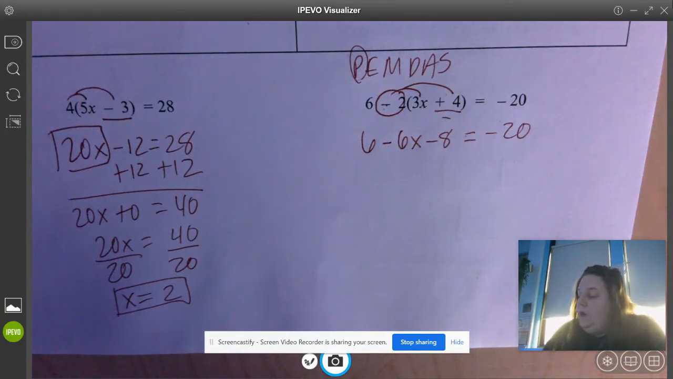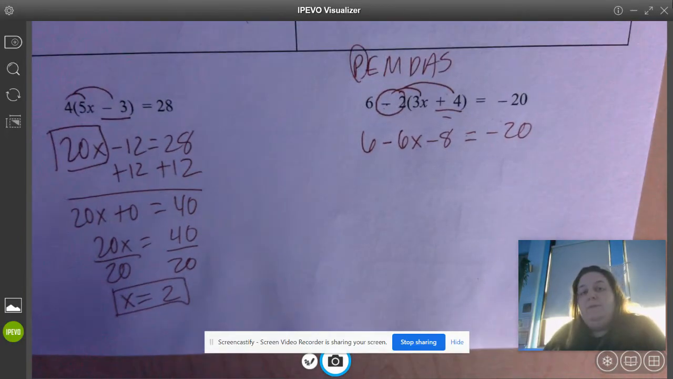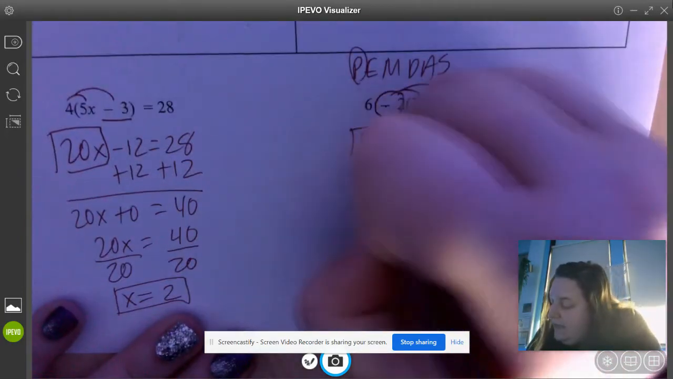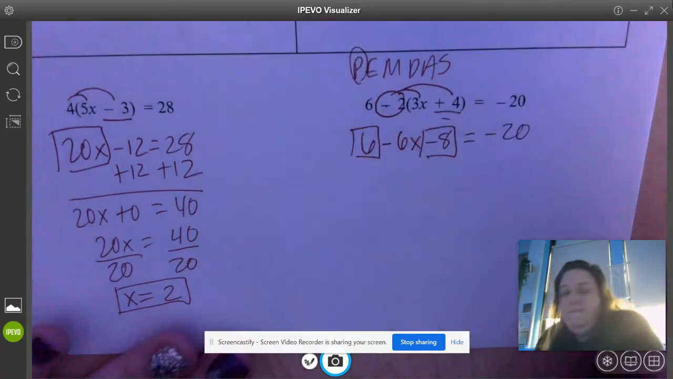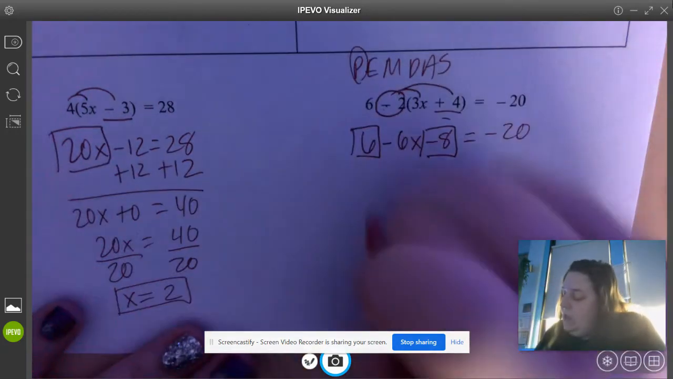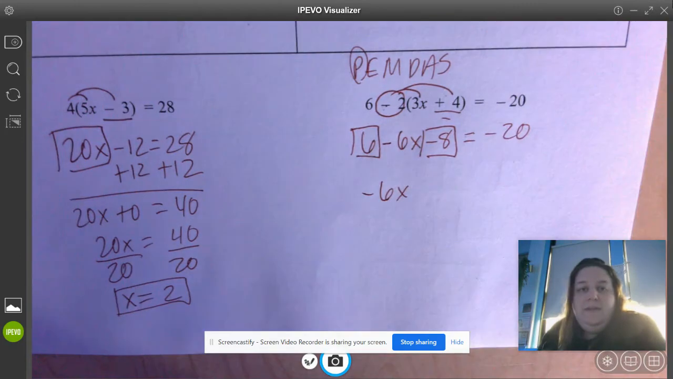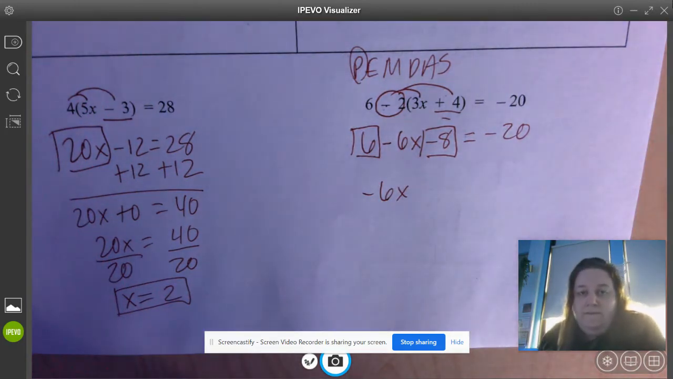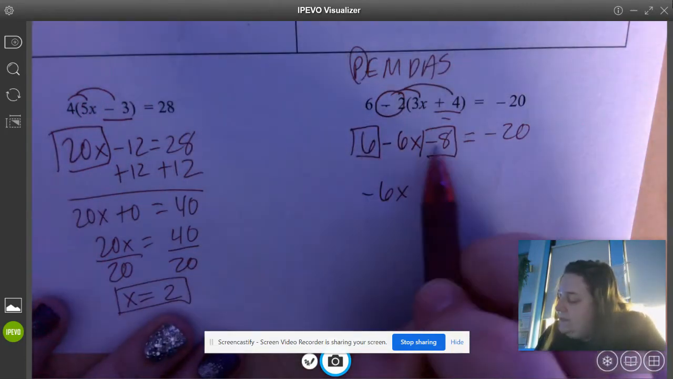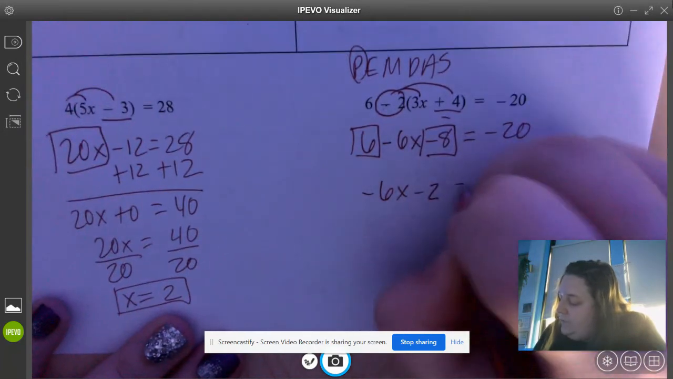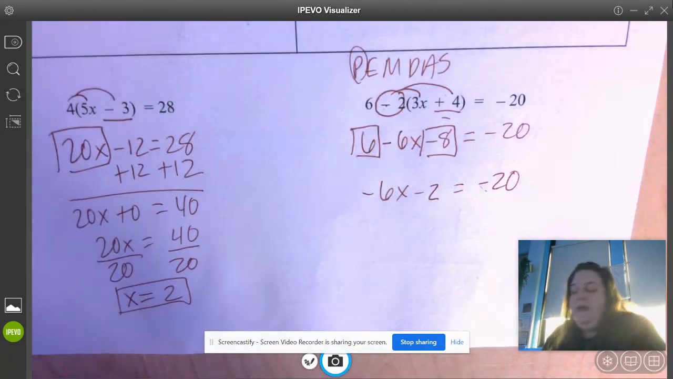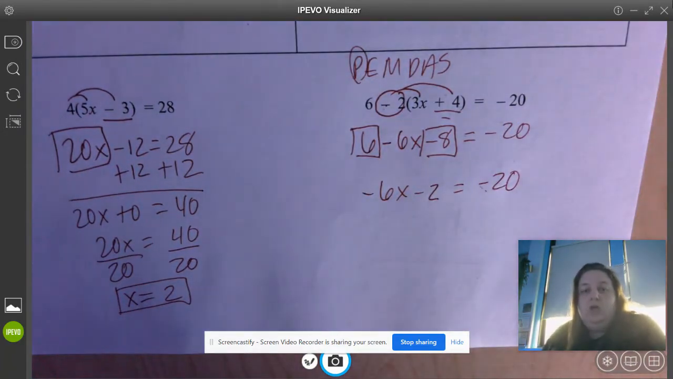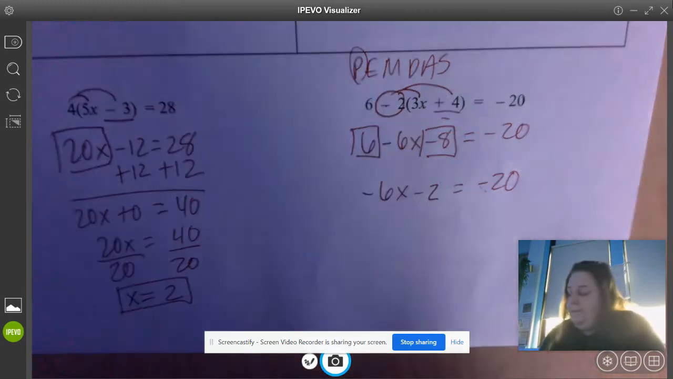There we go. All right, so now I see I have some like terms I can combine. I can combine 6 and negative 8. They're both constants. I'm going to start by bringing down the negative 6x. I always like to have that variable term first. 6 minus 8 is negative 2. And then I'm just going to bring down that negative 20. Okay. So now we're down to a 2-step.